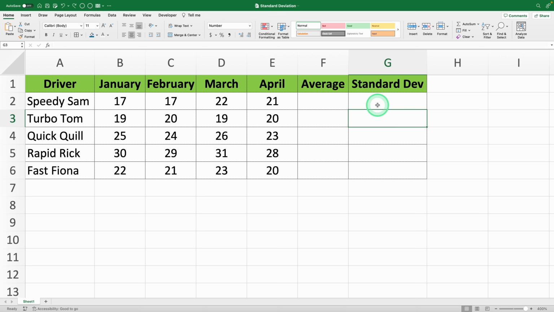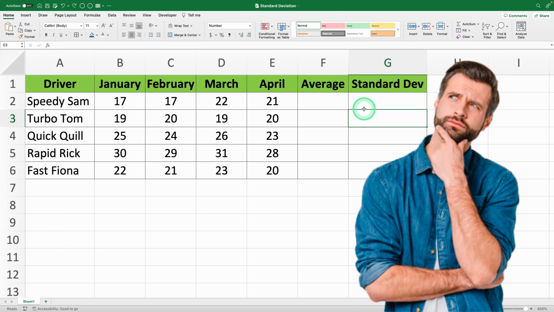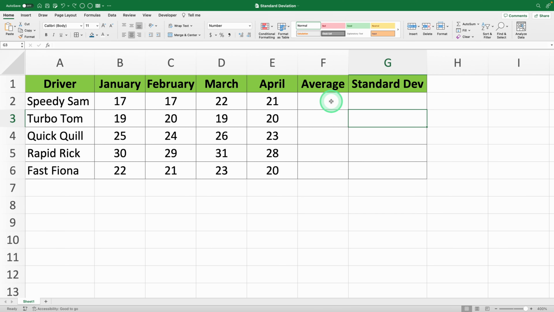Alright, so we know why standard deviation is important. But how do we actually calculate it? Let's dive into Excel and find out.